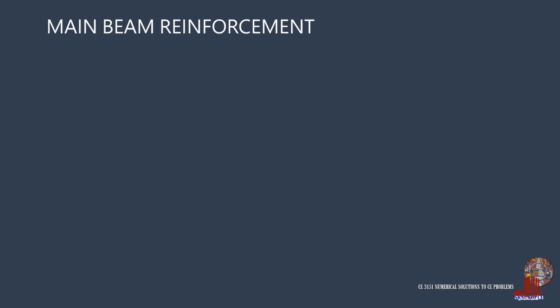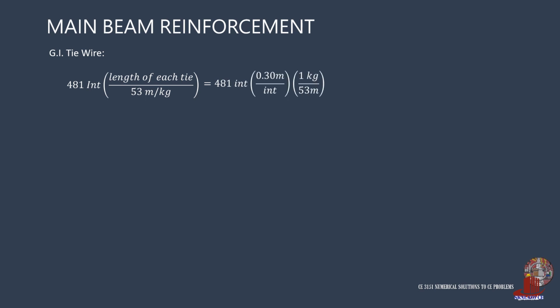To estimate the tie wire, take the 481 intersections multiplied by the required length of the tie divided by the conversion factor of 53 meters per kilogram. That is 481 intersections by 0.3 meters per intersection, and there are 53 meters in a kilogram. This results to 2.47 kg.